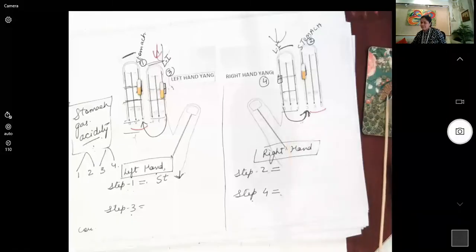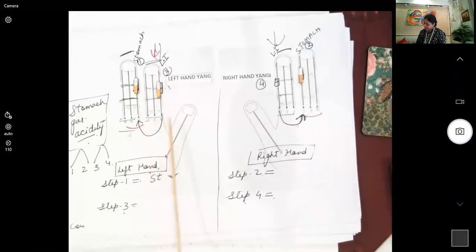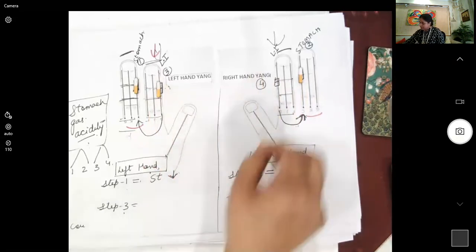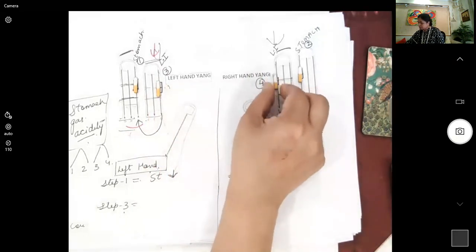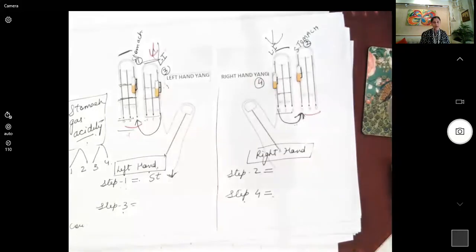So the next step. When you do the next step, then you have to see the previous step in this hand. In this hand, your previous step was, you see, sedation. Okay, your previous step was sedation. Then you will do the opposite. If this is sedation, then you will do tonification.